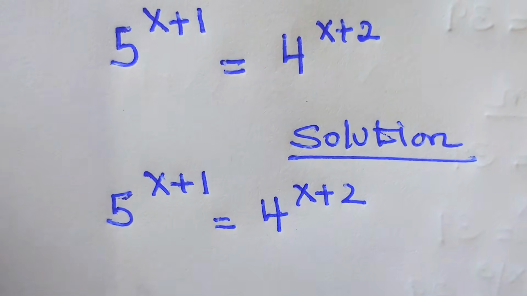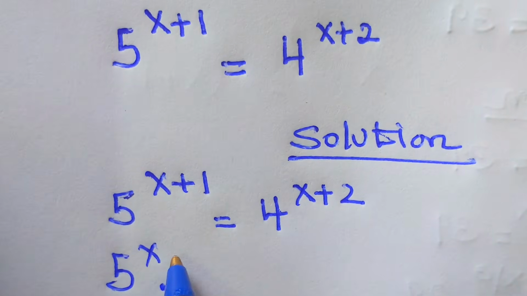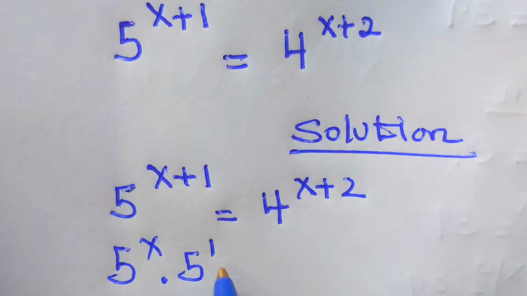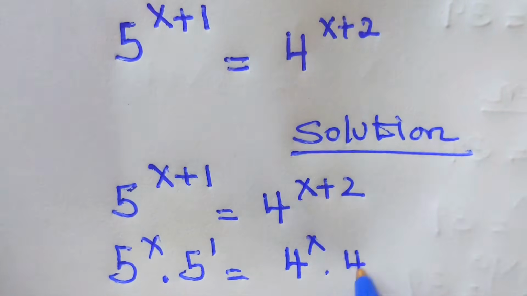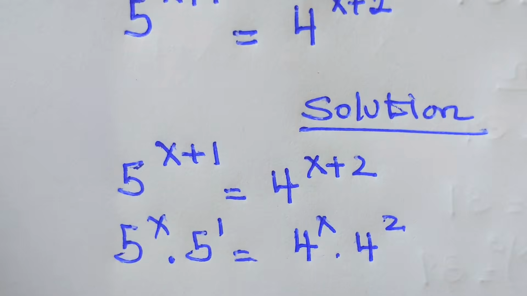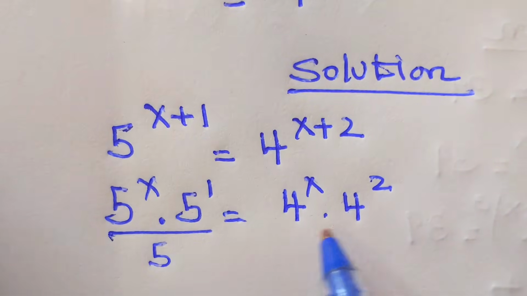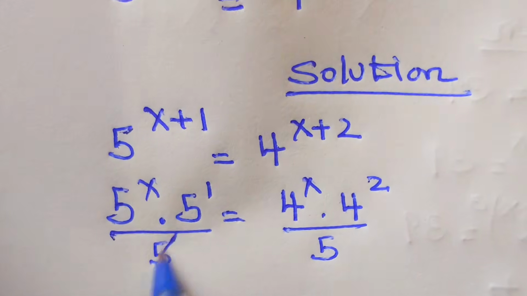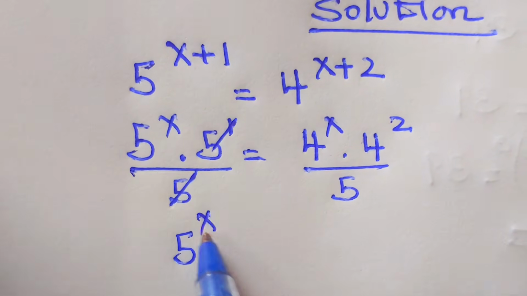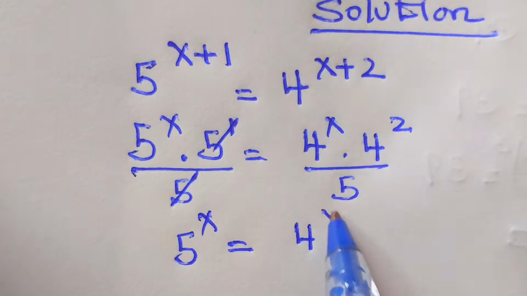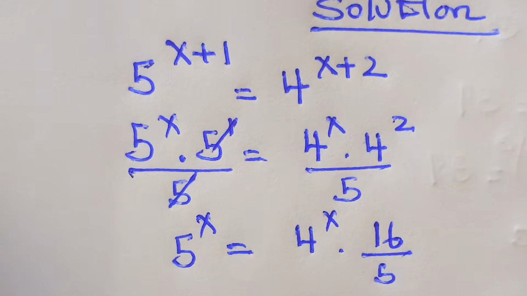So we have 5^x times 5^1, and this equals 4^x times 4 squared. Right, so here we divide by 5 so that this and this are cancelled, to get 5^x = 4^x times 16 over 5.